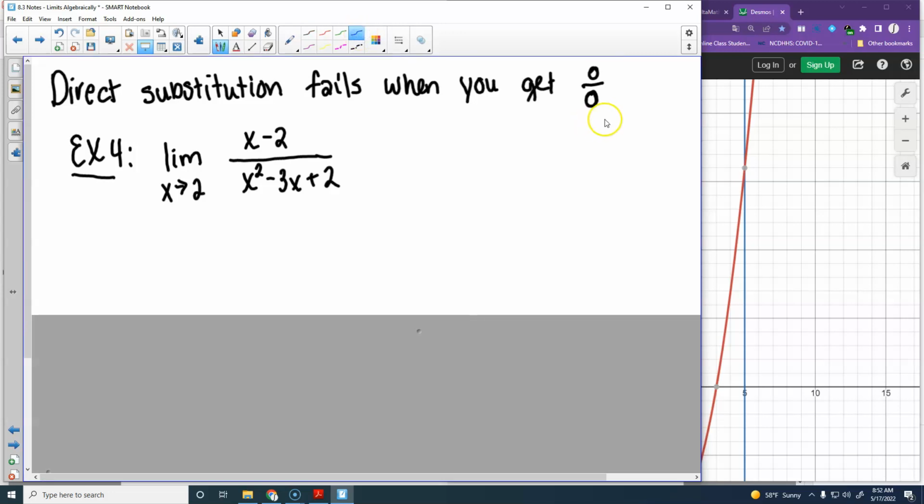This 0 over 0 has a name. It is called the indeterminate form.